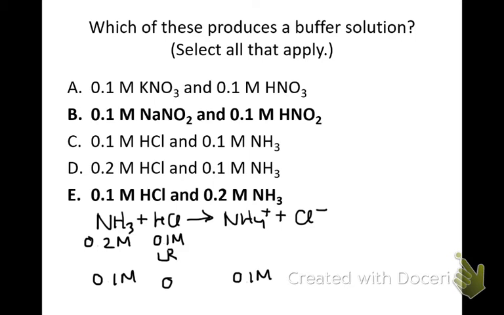So what makes the difference between D and E is that here in D, the strong acid is in excess, and in E, the weak acid is in excess. So that's a really important difference to remember there.